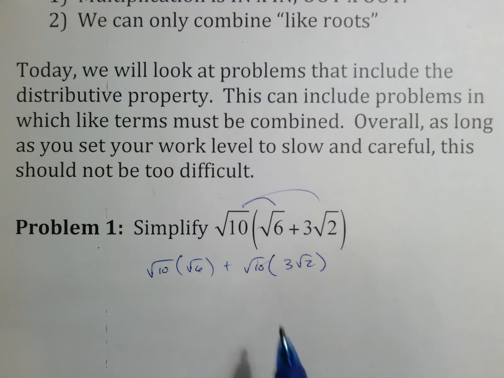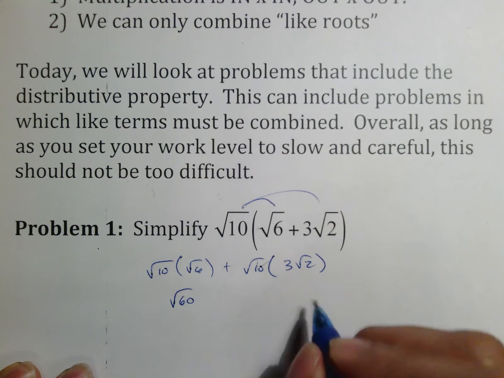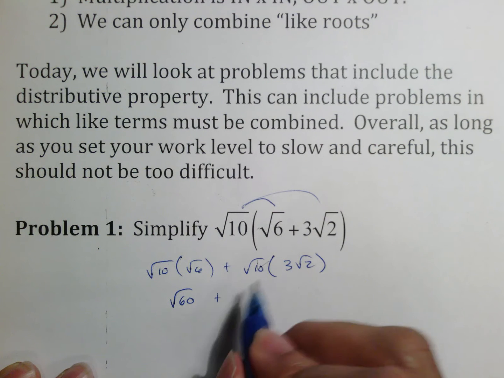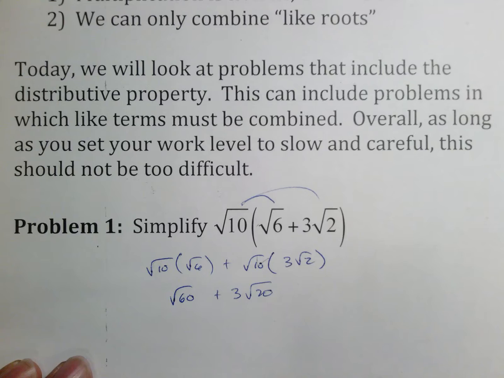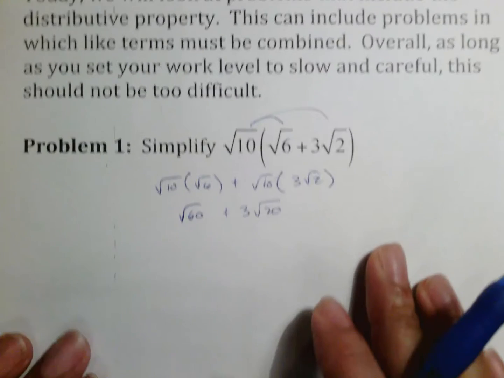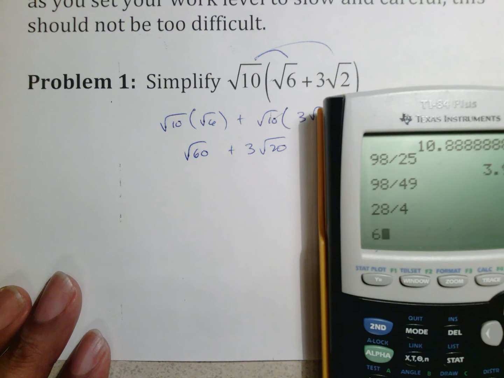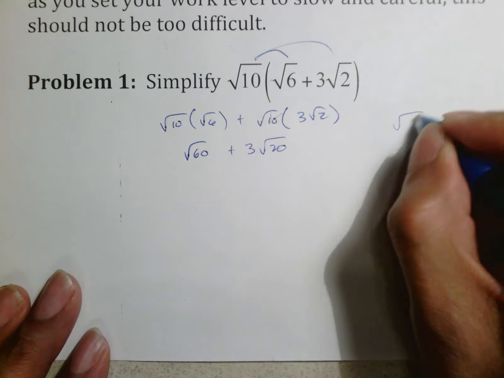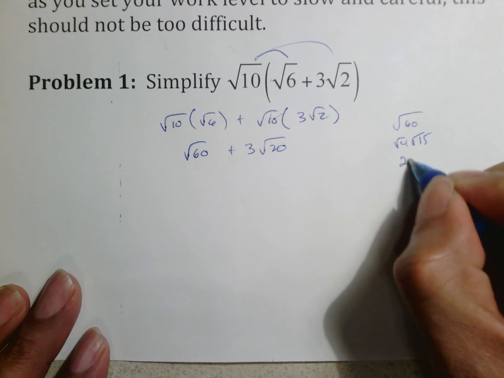By listing those things, I'm not running the risk of messing anything up or overlooking anything. Now what I can do is inside times inside, which is 60, and then outside number is 3, inside times inside is 20. The only thing I can do right now is simplify my square root of 60, which we have to know how to do. 60 is 4 times 15, which makes 2 root 15.